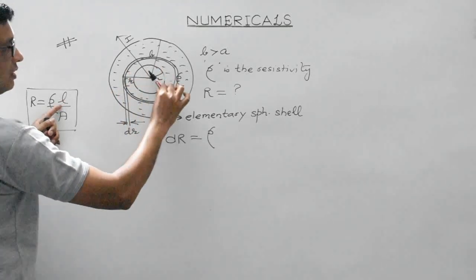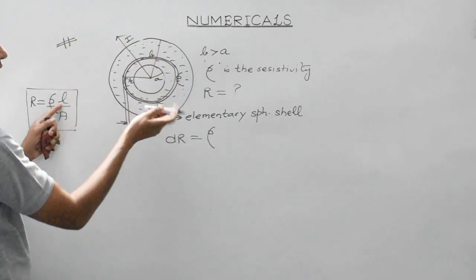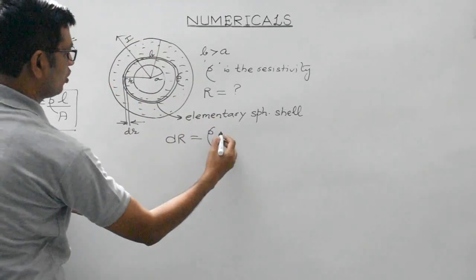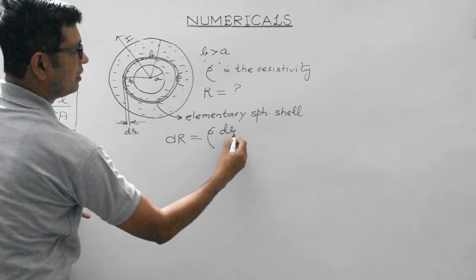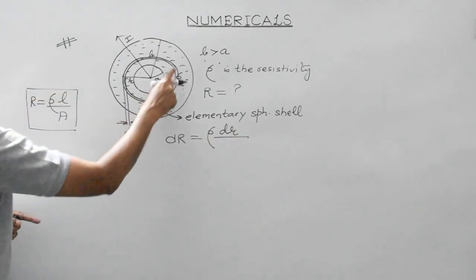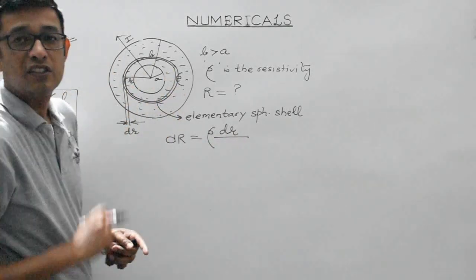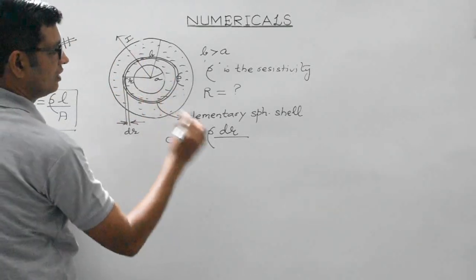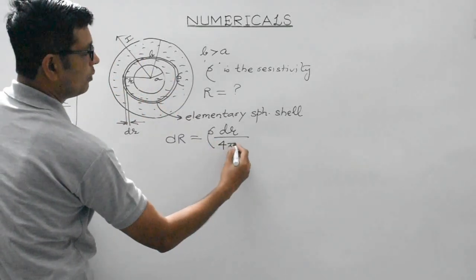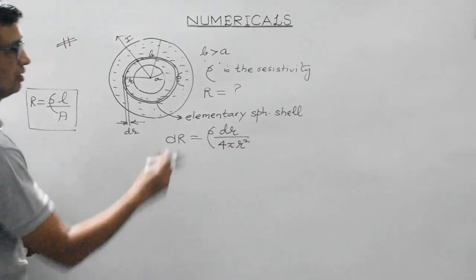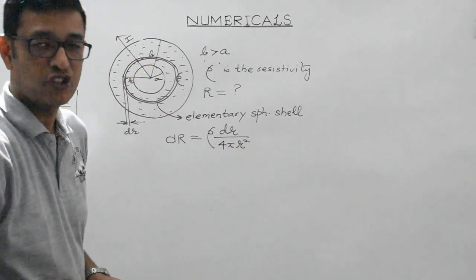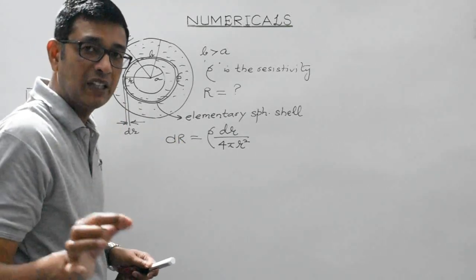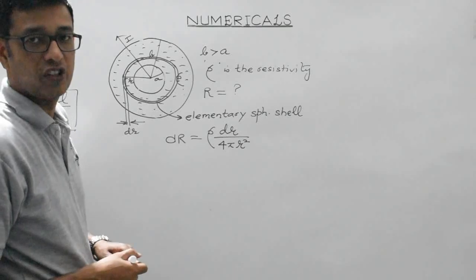Current is flowing in the radially outward or radially inward direction. So in this case, length would be the thickness of the shell, isn't it? So it will be dr divided by area. Area would be the surface area of the shell. That will be equal to 4 pi r square, where r is the radius of the spherical elementary shell. So this is the small resistance offered by this elementary spherical shell.